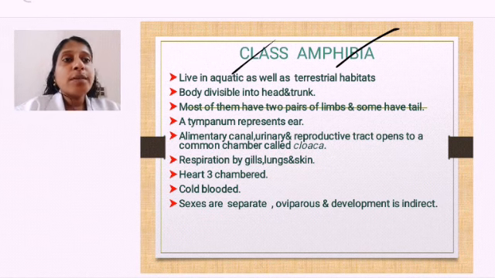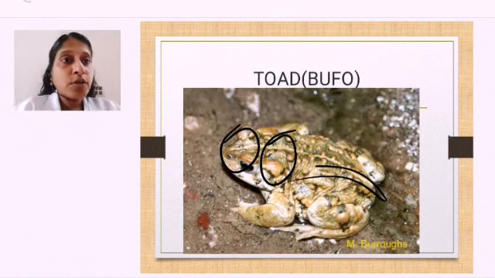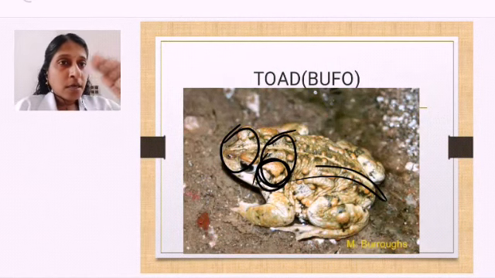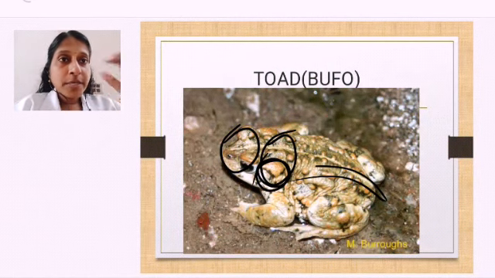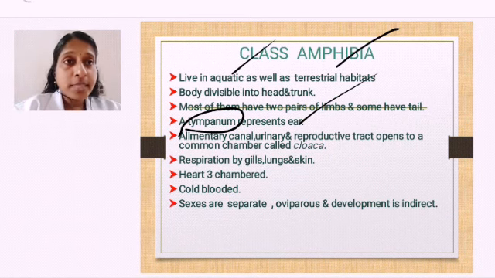Clear? Most of them have two pairs of limbs. Okay, some have tails. Tympanum is present. So here you cannot find an ear. There is a membrane-like structure present which we call the tympanum, and this tympanum is a membranous structure which helps in hearing. Ear cannot be seen in these animals.